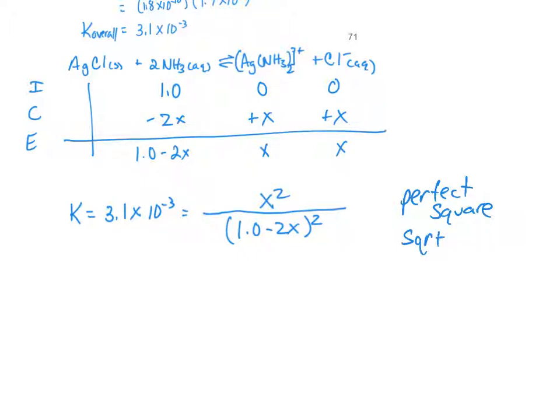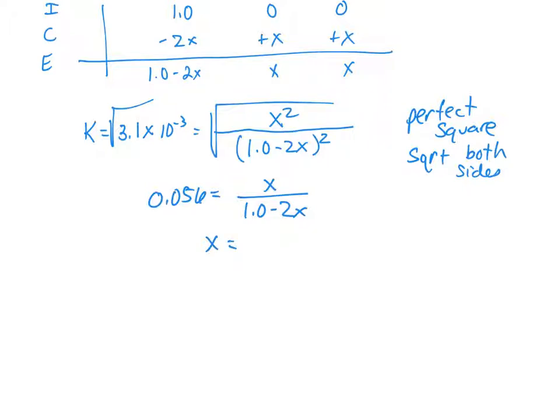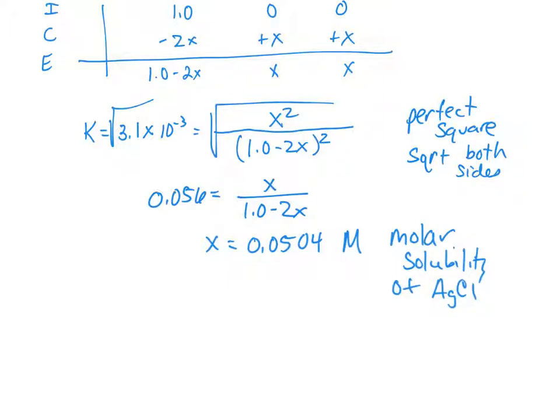Okay. So we're going to take the square root of both sides. And we will have 0.056 is equal to x over 1 minus 2x. And solving for x, we'll get x is equal to 0.0504. That's a few extra digits than we need, but that's okay. Moles per liter. So this is the molar solubility of silver chloride when we have 1 molar ammonia present.